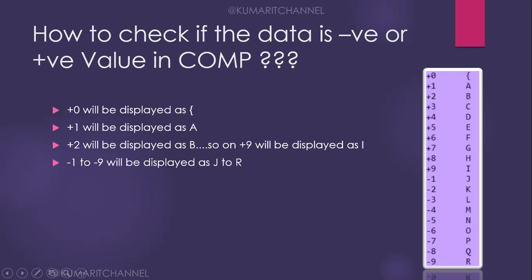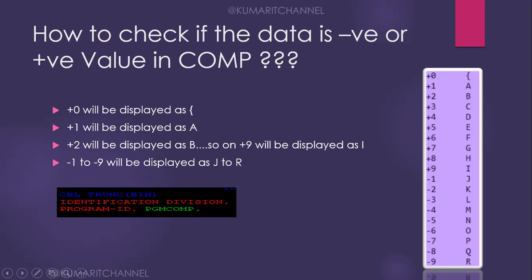Whenever you see this kind of information in the input data, especially if that data is a COMP variable, you need to map it to this table. When you see O, that means -6. Okay, so that's about this.